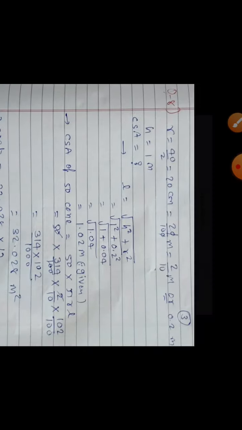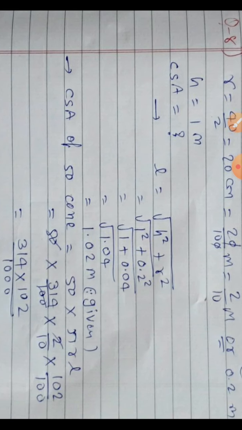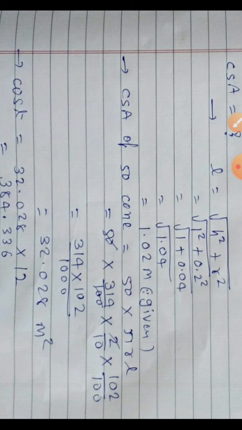Then we already found r in the first line, 2 by 10, so 2 by 10 is placed as the value of r. Now L, we found 1.02, point is removed, so 102 by 100. In the numerator there is 50 and 2, so 52 is 100, it cancels out with 100. Whatever is left I have written, then multiplied in rough work, and we got 32.028 meter square as the curved surface area of all 50 conical barricades.